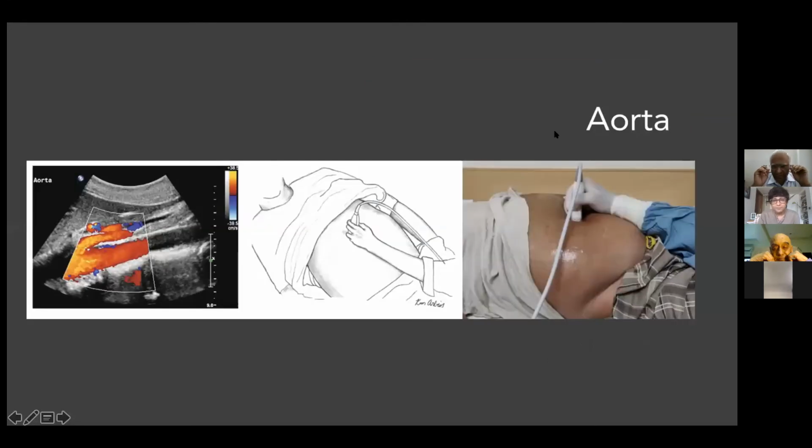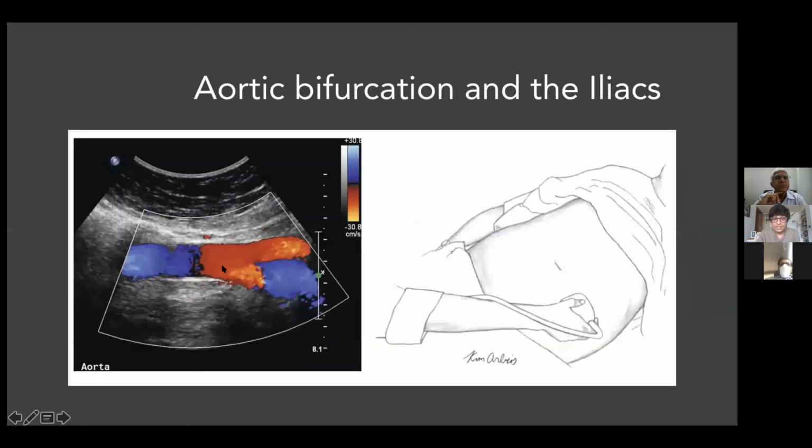And this is very briefly about the technique. This is how you insonate the aorta. You start just below the xiphisternum. You can start with a transverse probe and then align it longitudinally. This is the superior mesenteric taking off from the aorta, seen longitudinally. And this is just to the left of the umbilicus, the aortic bifurcation and the common iliacs taking off. This is some bleeding from the common iliac vein.